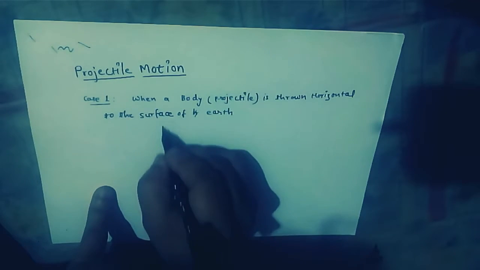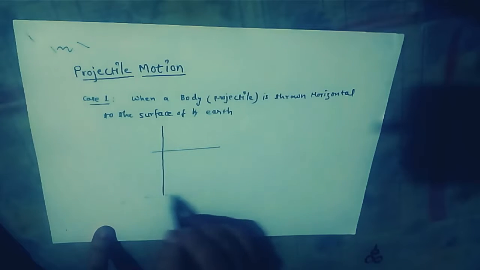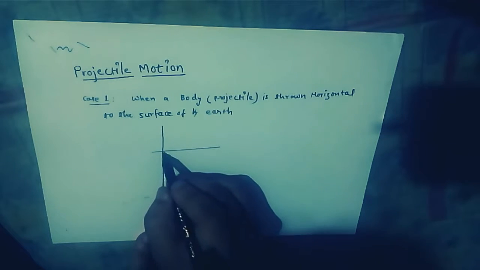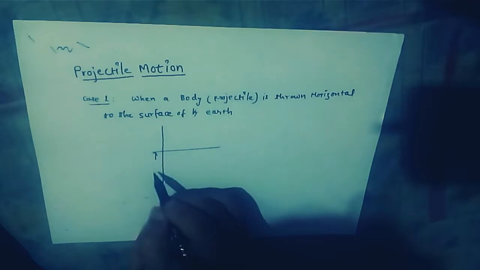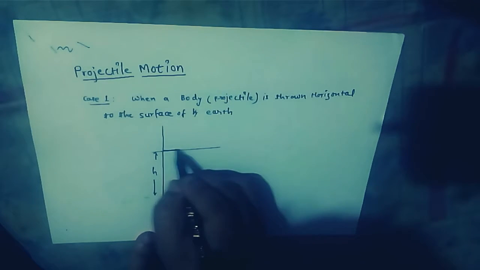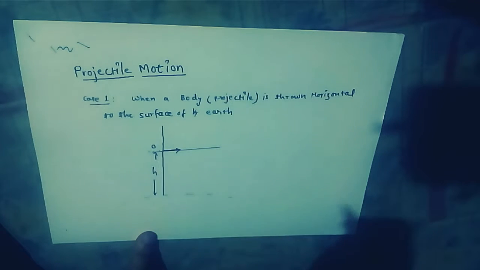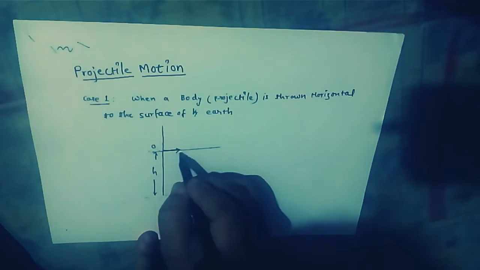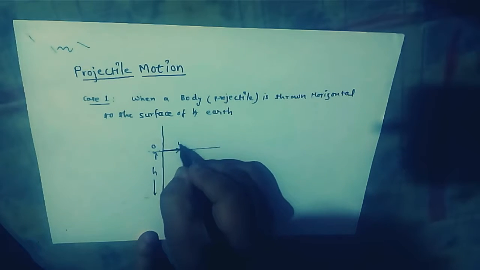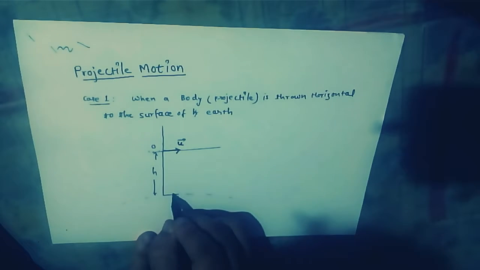So suppose this is the surface of Earth, and at a particular height, suppose this height is h, we have thrown a body from a point, suppose O is the point from where the body is moving with an initial velocity u. There is the initial velocity u which is horizontal to the surface of Earth.